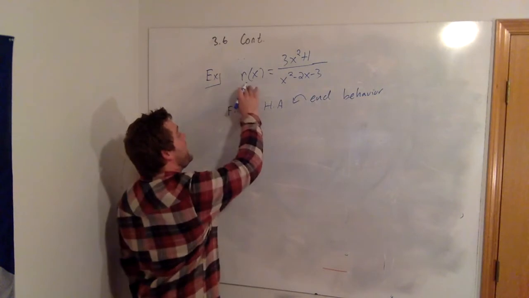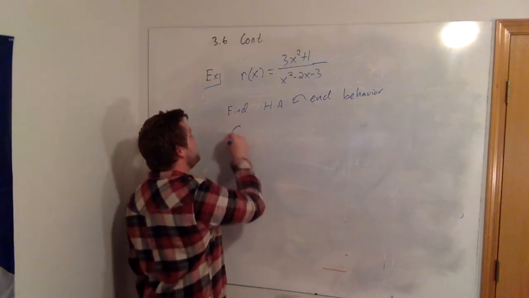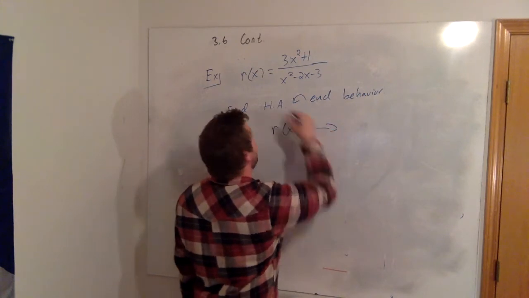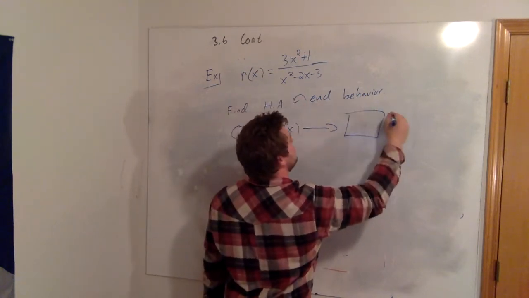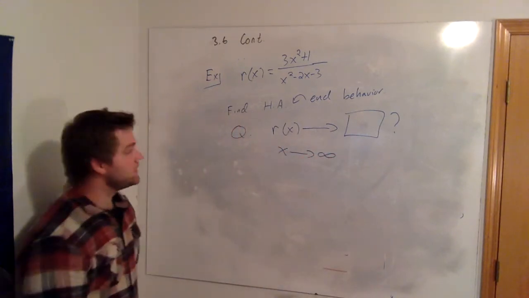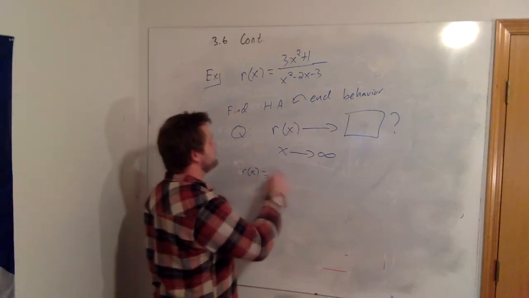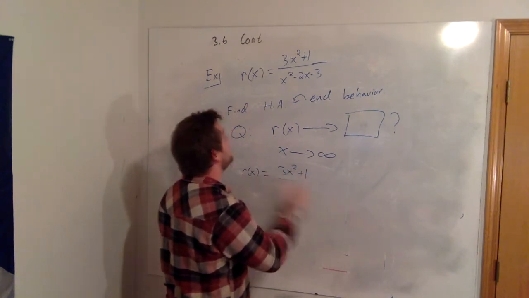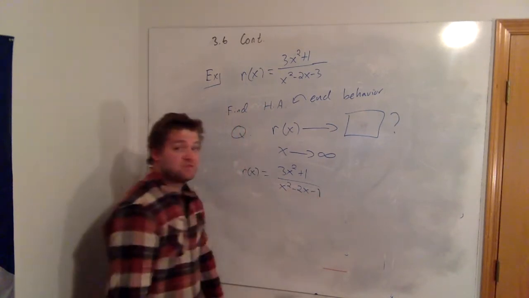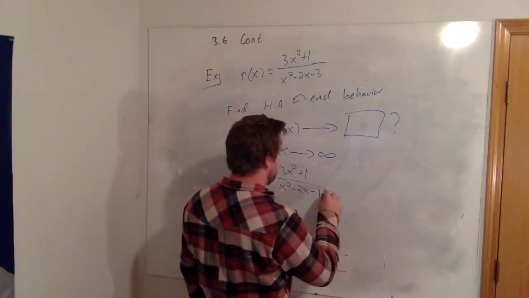We want to know what happens to r of x when x gets really big. So the big question we should be asking ourselves is, what does r of x get closer to? What is it getting closer to as I make my x values get really big here? Well, let's think about this here. Okay, so we have r of x is equal to 3x squared plus 1 all over x squared minus 2x minus 3. Well, let's use some arguments that we made for when we were doing polynomials.